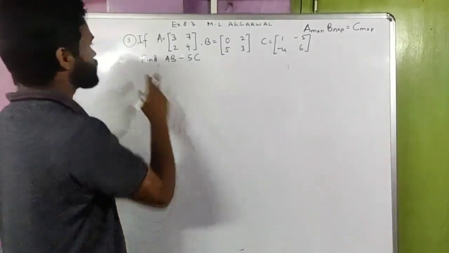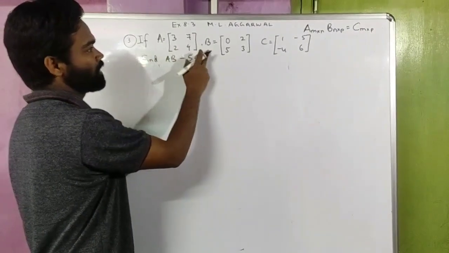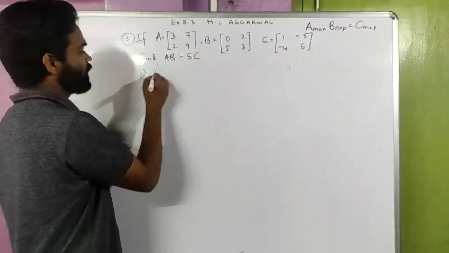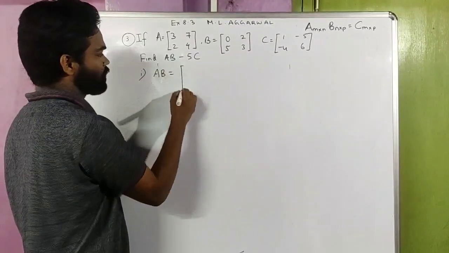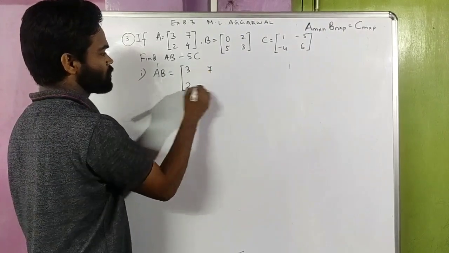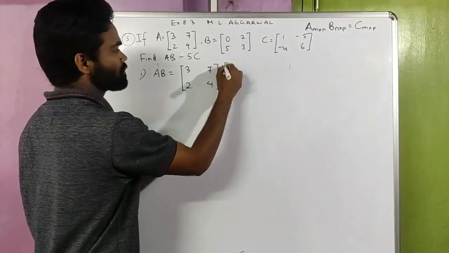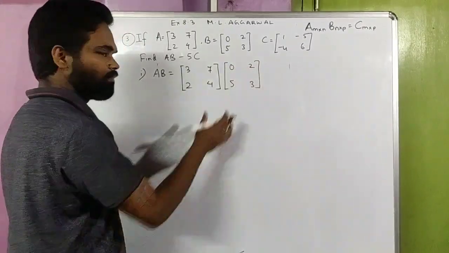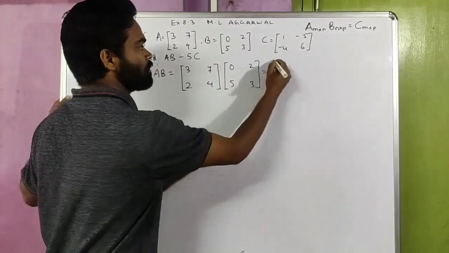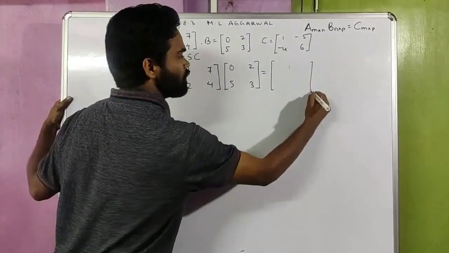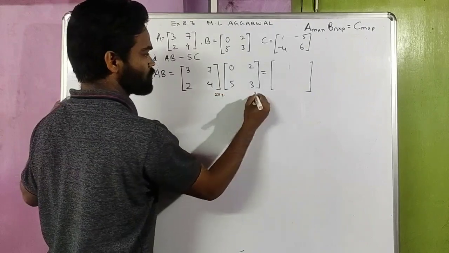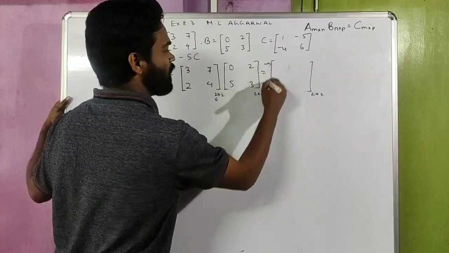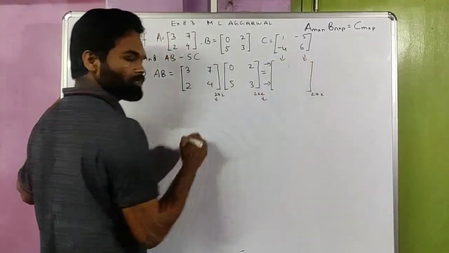Now in sum number 3, you see they have given A, B and C. They have asked for AB minus 5C. First thing, we'll find AB. The product of AB is 3, 7, 2, 4 and this is 0, 2, 5, 3. Again, they are compatible for multiplication, and this is 2 cross 2, this is 2 cross 2. So the resultant matrix will be 2 cross 2, which means it will have 2 rows and 2 columns.